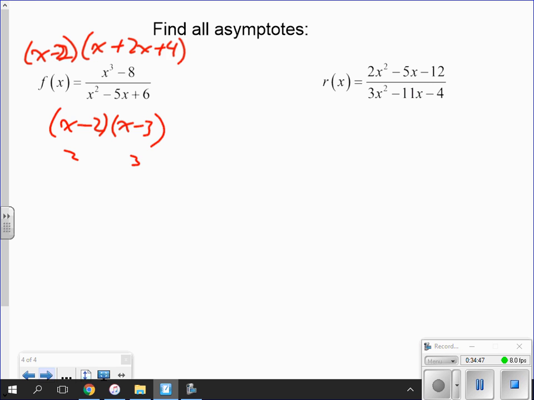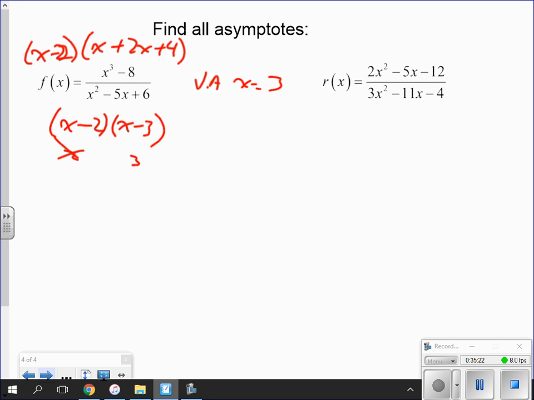Yes, they are. So that means 2 is not a vertical asymptote. So I have a vertical asymptote at x equals 3. So you look for vertical asymptotes because anywhere your denominator is 0 and your numerator is not, you have a vertical asymptote. You're almost guaranteed to have that.